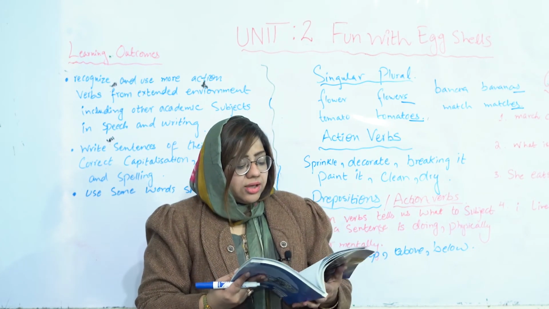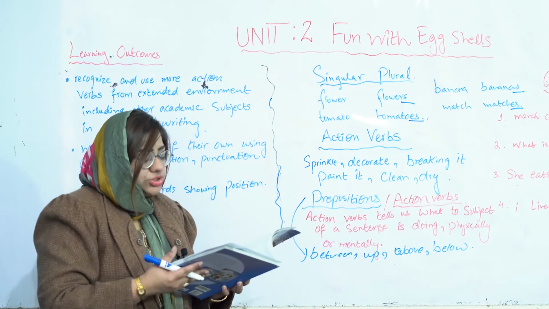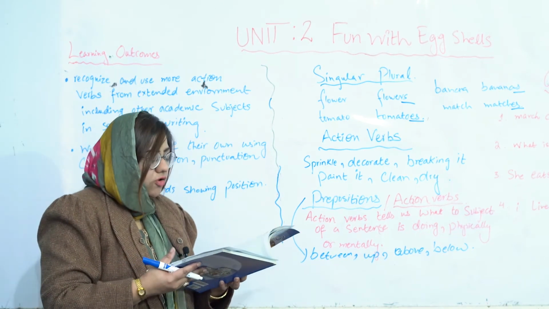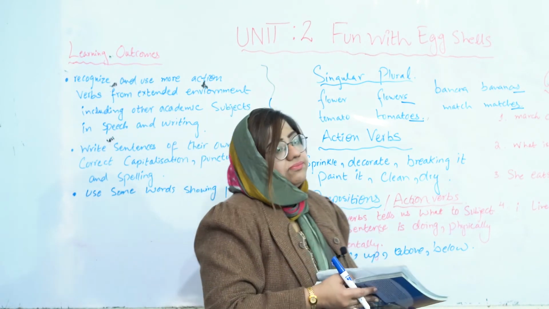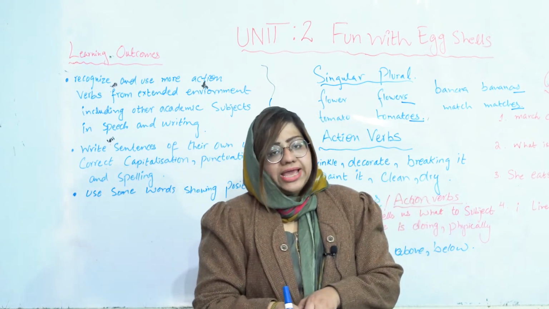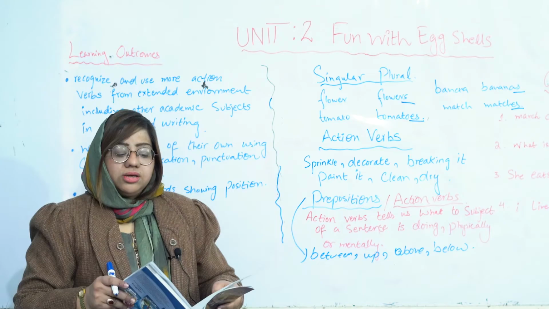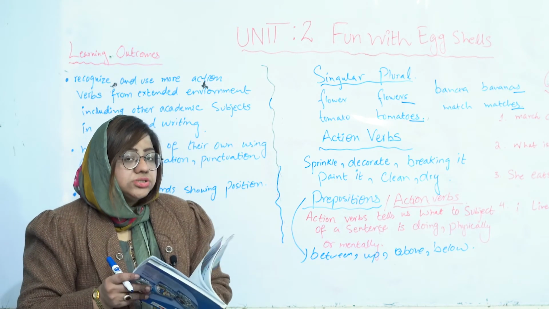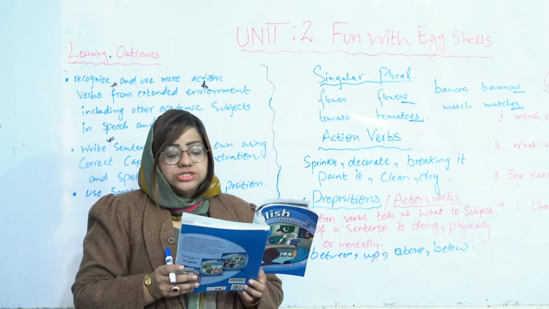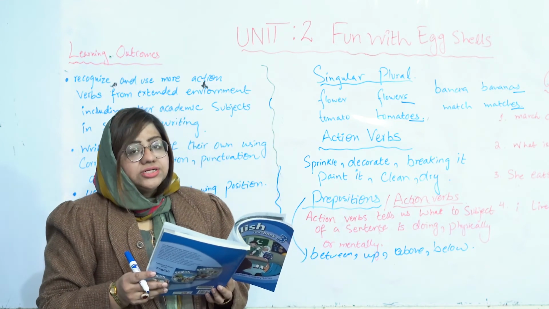Now, another exercise: complete the sentences using the correct prepositions of position. There are some fill in the blanks in your textbook on page number 21. You need to add accurate, perfect prepositions in these blanks. Look at the concept board. The rabbits are playing dash the tree. What? Yes, think about it. Yes, under the tree. You need to write under.